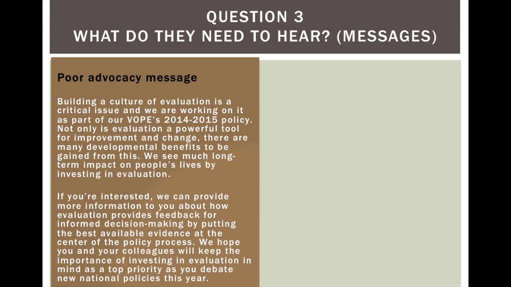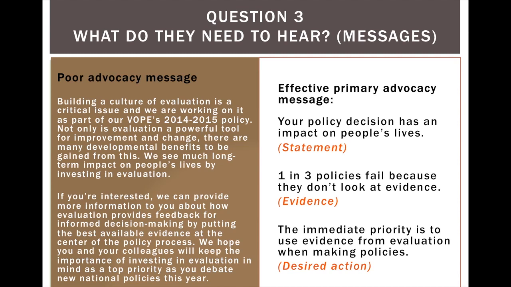Now, what could be an effective way of framing this message? Think of the statement, evidence, and desired action model we discussed earlier. For example, your primary message could be, your policy decision has an impact on people's lives. 1 in 3 policies fail because they don't look at evidence. The immediate priority is to use evidence from evaluation when making policies. This primary message can also guide potential slogans, sound bites, or stories used in advocacy work. For example, evaluate before you decide, or year of evaluation for better lives, or evaluation is cost effective. There is value in evaluation.